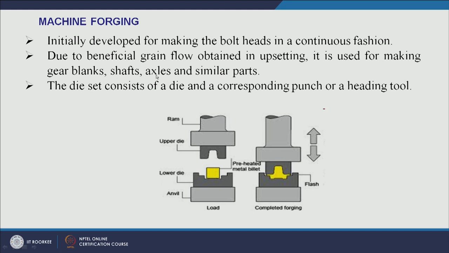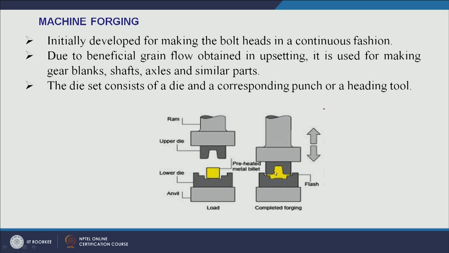So, gear blanks, shafts, axles and similar parts can be made by machine forging. The die set used for machine forging has a die and a punch, which is the heading tool. If we see here, this is the ram, this is the upper portion of the die, and this is the lower die, and this is the anvil, and between the two the job is placed.